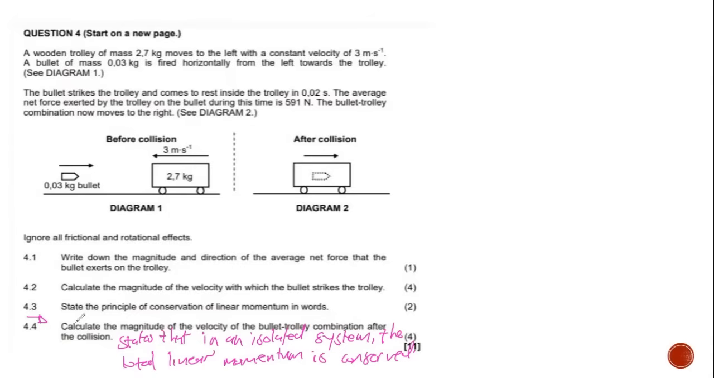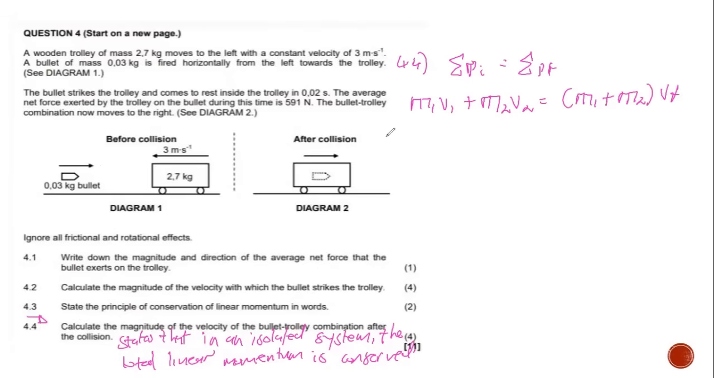Then 4.4 says calculate the magnitude of the velocity of the bullet-trolley combination after the collision. So they want the vf now. Then all we can do is simply say 4.4 and use the same formula. So momentum initially is equal to momentum final, right? Then we have m1 v1 plus m2 v2 is equal to m1 plus m2, and then this is vf, right?